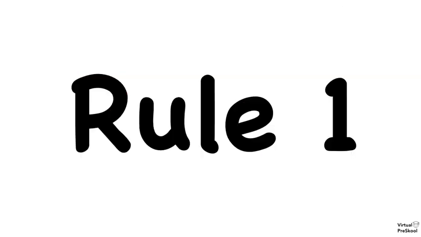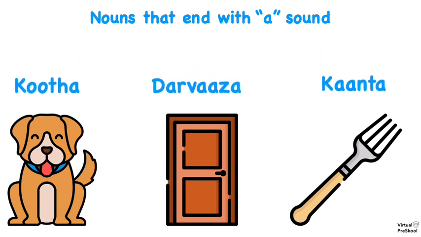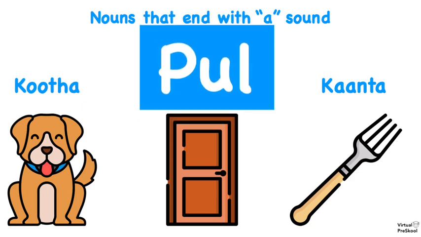Rule number 1. If the Hindi word for the noun ends with an a sound, then it's a pull noun. Let's say that again. If it ends with a, it's pull, such as kutta, darwaza, and kanta. Did you hear how they all ended with a? Yep, so these are all pull nouns.